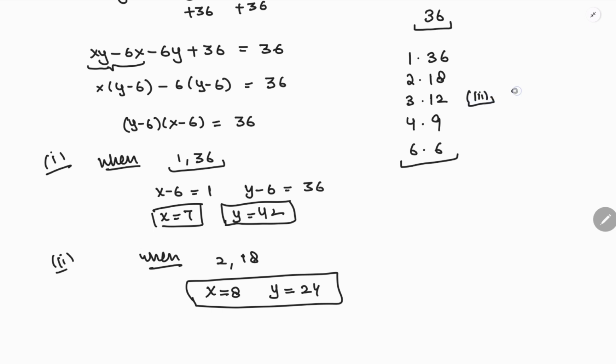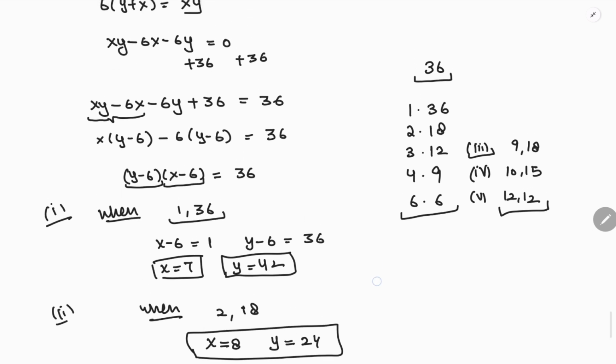Just add 6, 9 and 18, okay? In case 4, just add 6, you will be having 10 and 15. Here as well, just add 6, you will be having 12 and 12. And why am I adding 6? Because the product of x - 6 and y - 6 is 36, right? If x - 6 is 1, x will be equal to 7. So you just need to add 6 to get the roots x and y, right?